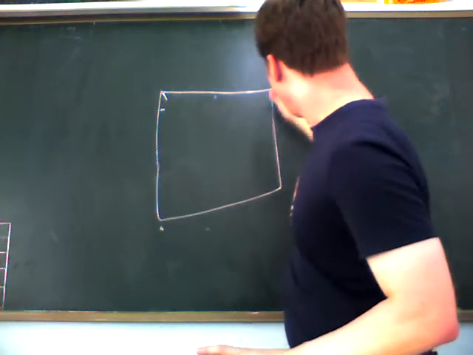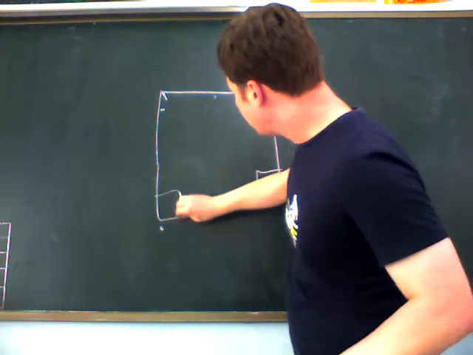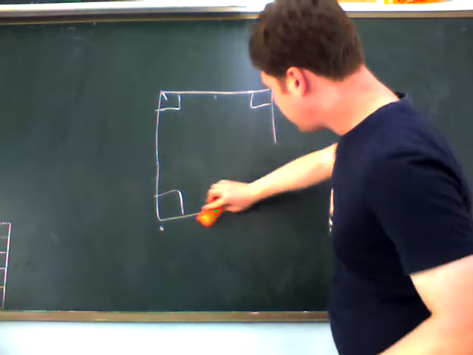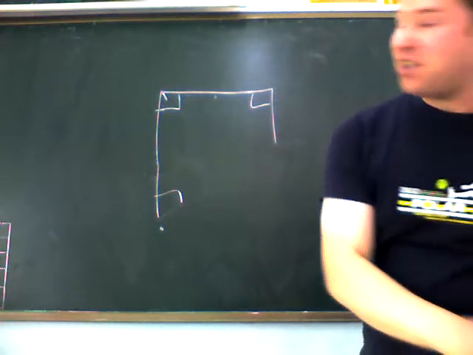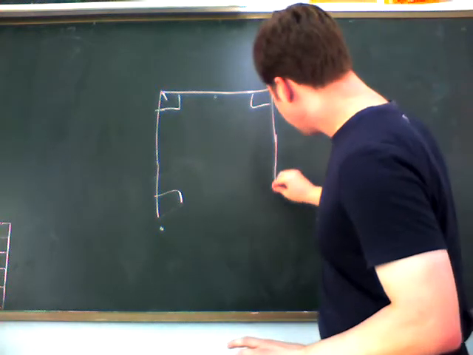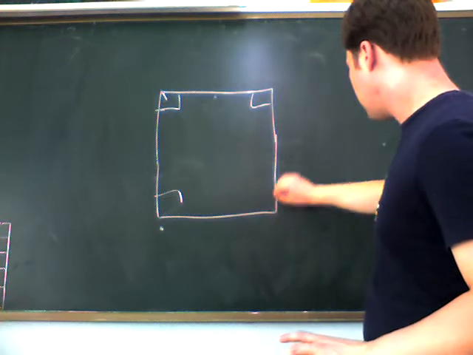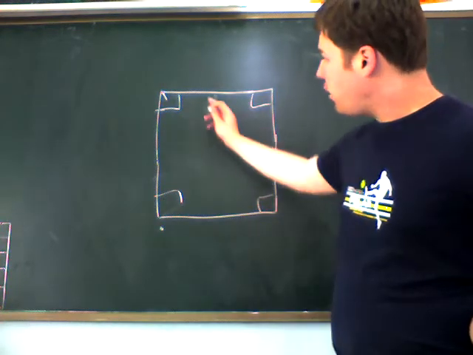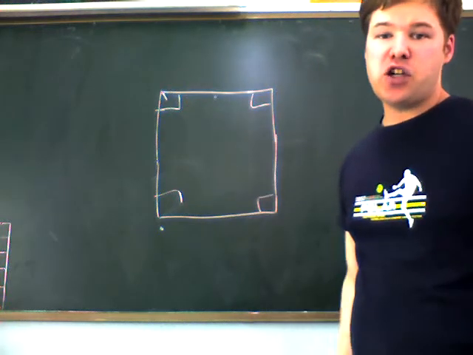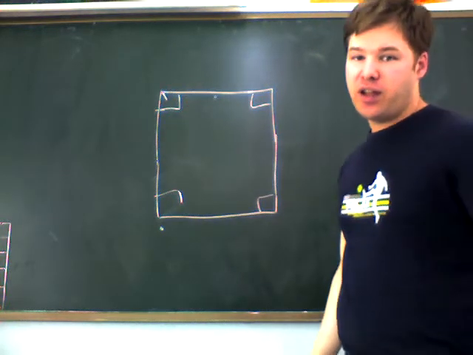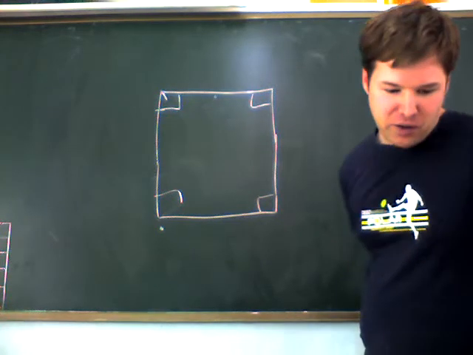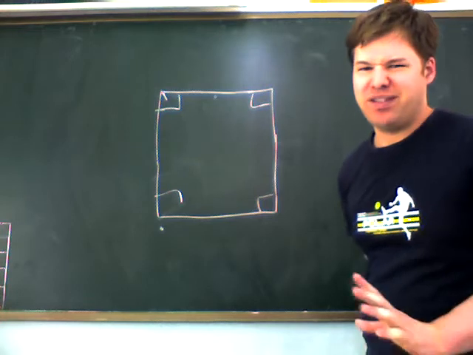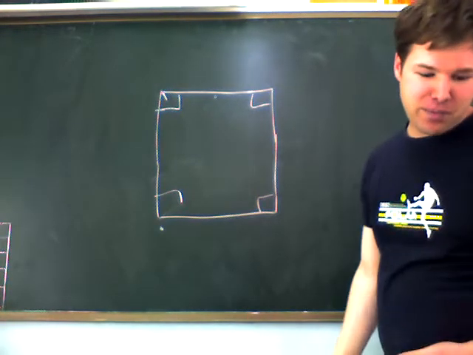So anyways, we have this square of ours. Sorry, that's not a square. Moving on to a little better. Okay, so we have our square, and we know that the angle of each corner is going to be 90 degrees. Everybody knows this.